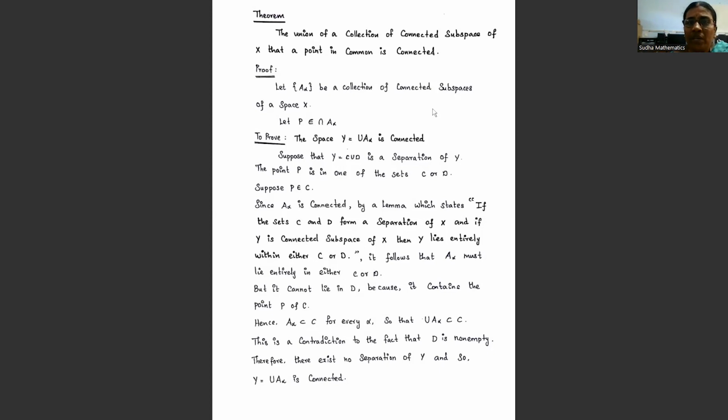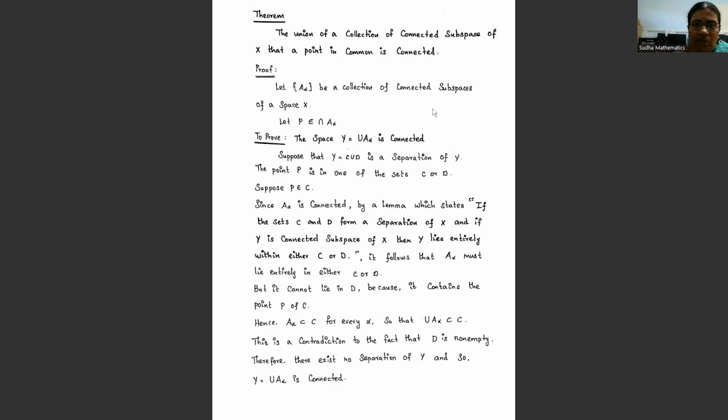Let A alpha be a collection of connected subspaces of X. Suppose that P is the common point to all the connected spaces A alpha. That is, P belongs to the intersection of A alpha. Now to prove the space Y equal to the union of A alpha is connected, we have to show that there exists no separation of Y.